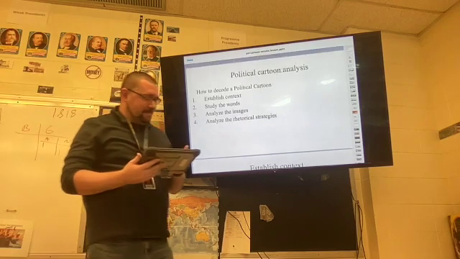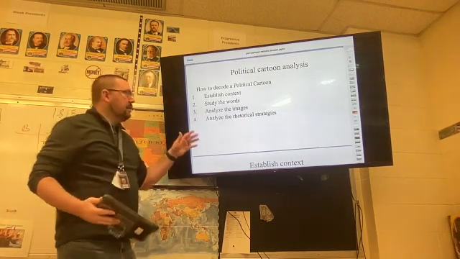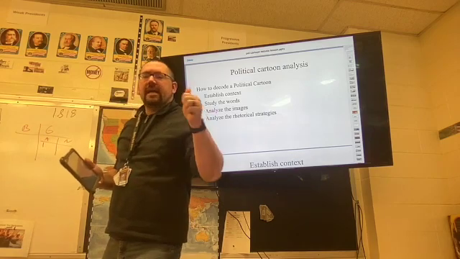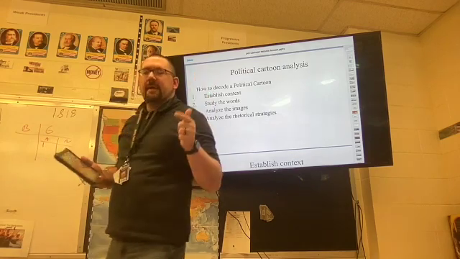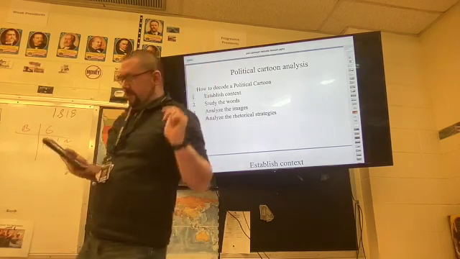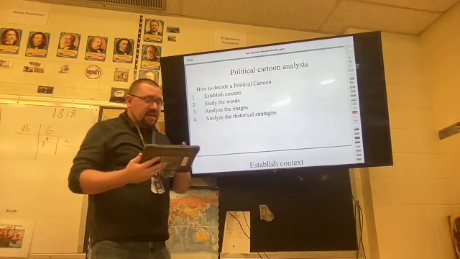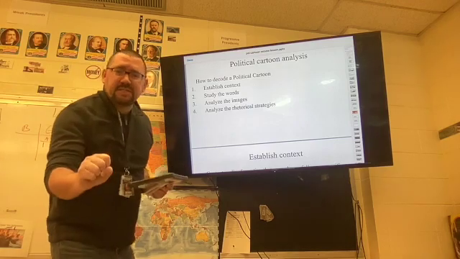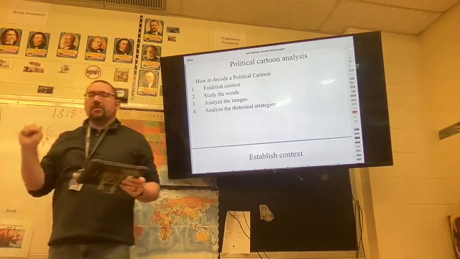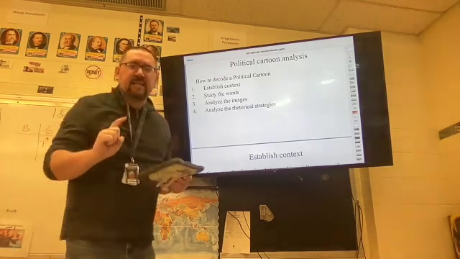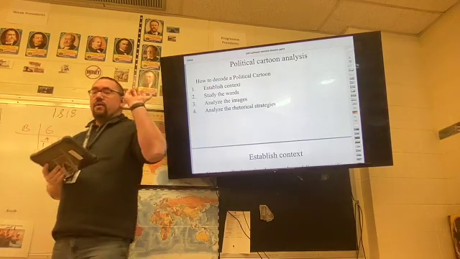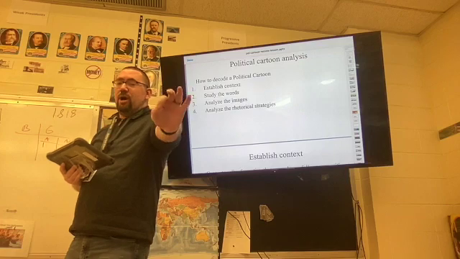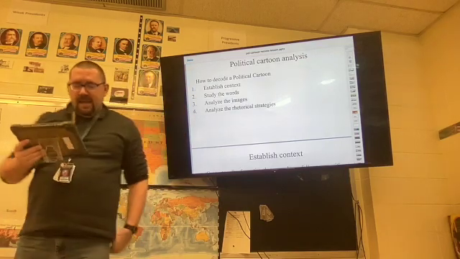So first, here's some rules. Establish context. That means, where is this taking place? When is this taking place? And who is involved when this is taking place? Study the words. Studying the words is vitally important because every word put on a political cartoon is there for a reason. So you have to make sure that when you are looking at a political cartoon that you acknowledge every word that you see.